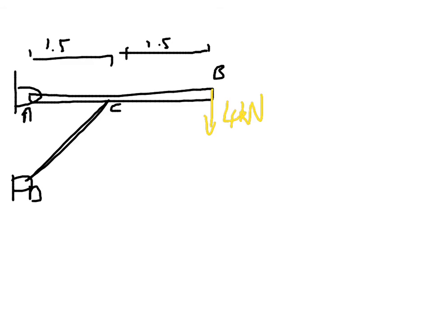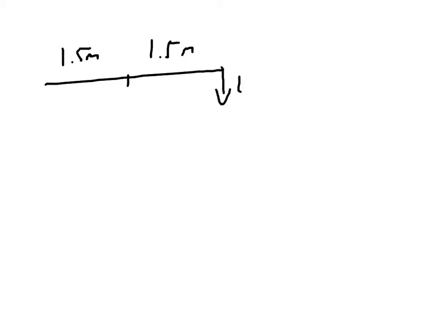So if I jump to a new page just so I've got some room, you'll see I did draw in the types of joint. Both A and D are pin joints. So we've got our beam, C halfway along. We know that's 1.5 metres and 1.5 metres. We know we've got 4 kilonewtons acting down here. We know that there's a force coming here at that angle.